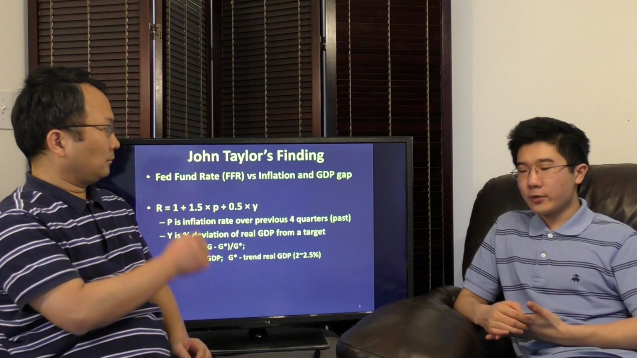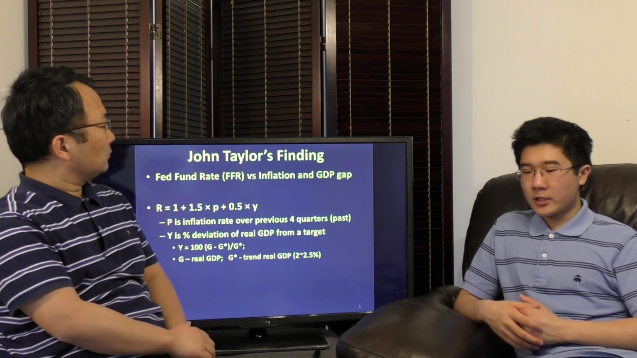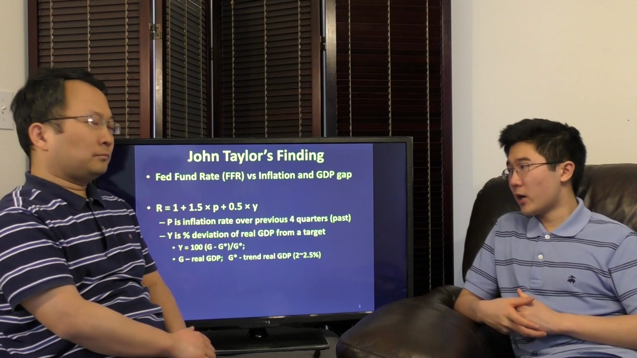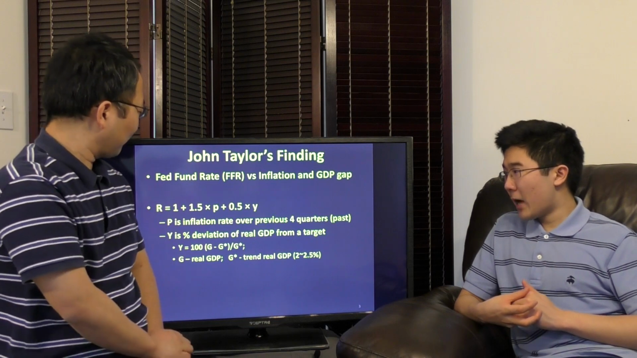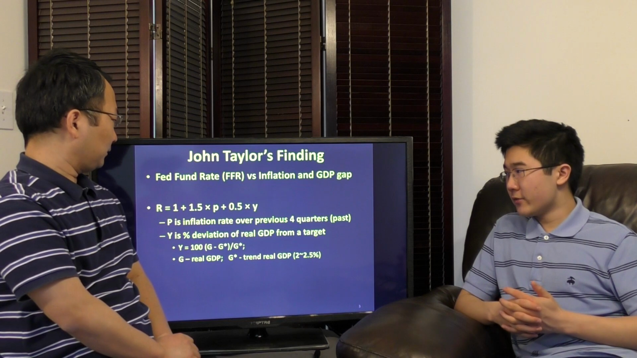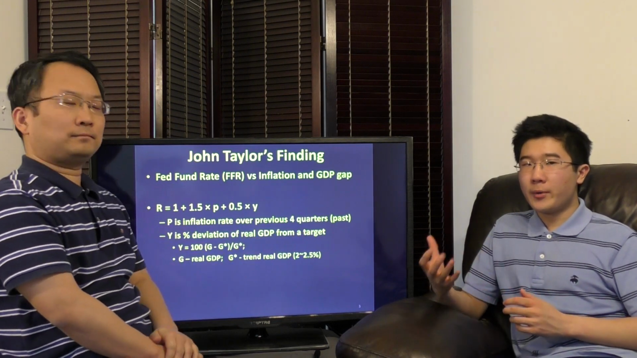He discovered that the federal funds rate can theoretically be accurately estimated through the equation 1 plus 1.5 times P plus 0.5 times Y. P is the inflation rate of the previous four quarters, so not too hard to understand there. And Y, however, is the percent deviation of real GDP from target GDP, which is our long-run potential output.